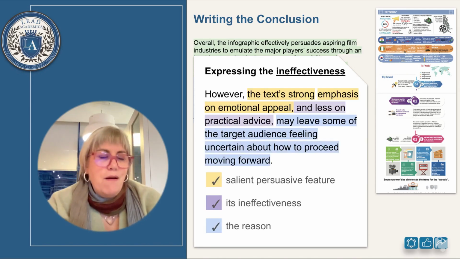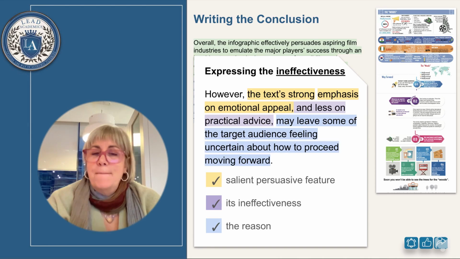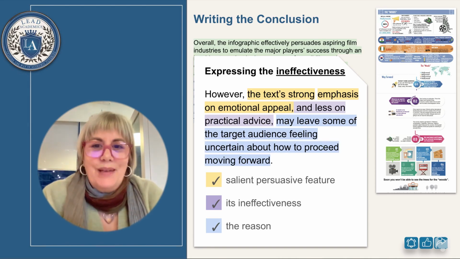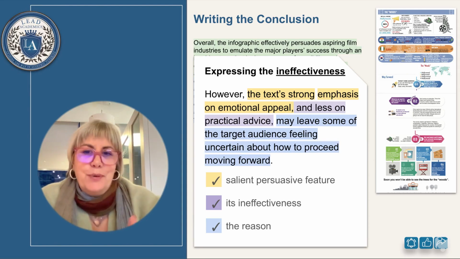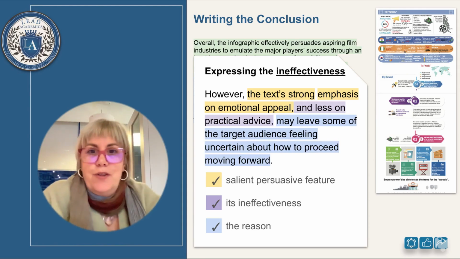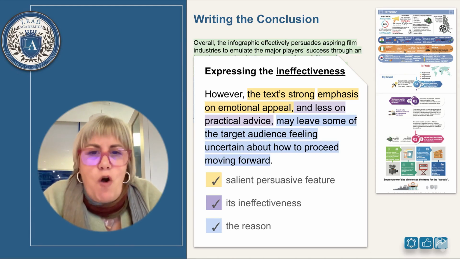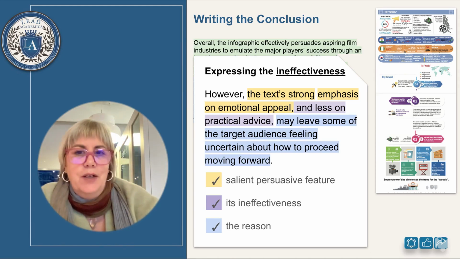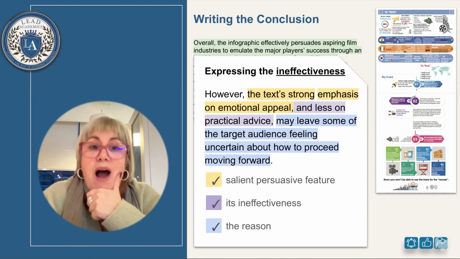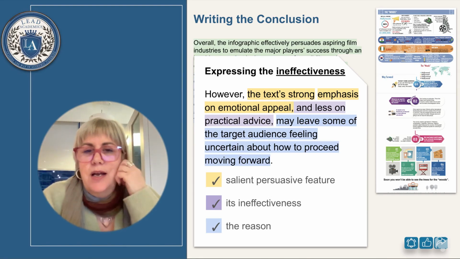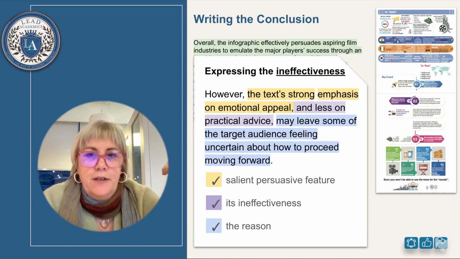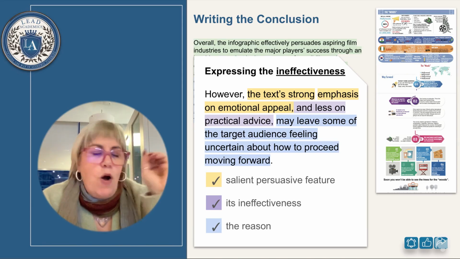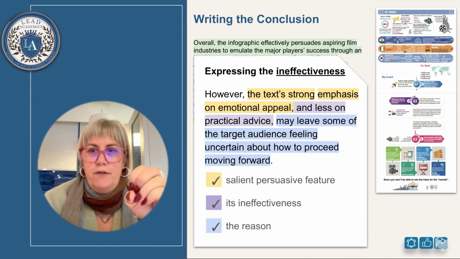The second part of the conclusion, you might want to try. It's called the ineffectiveness. And you start off with that salient persuasive feature, the one you mentioned in your thesis. The text's strong emphasis on emotional appeal. Notice also it begins with "however," because we're going to contrast. And then its ineffectiveness. It offers less practical advice.